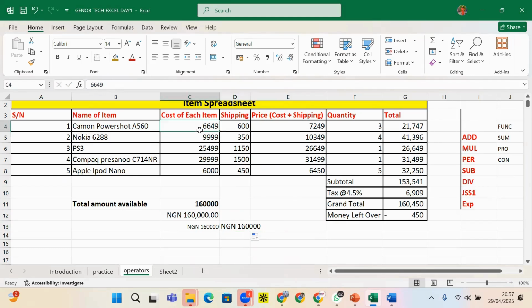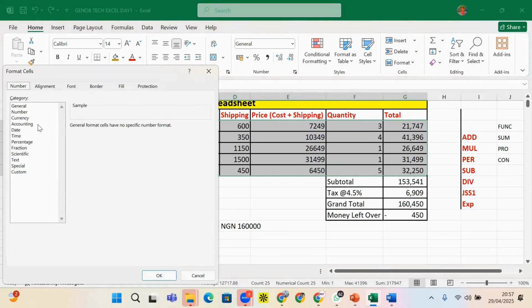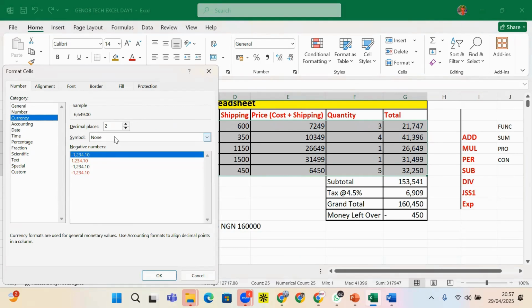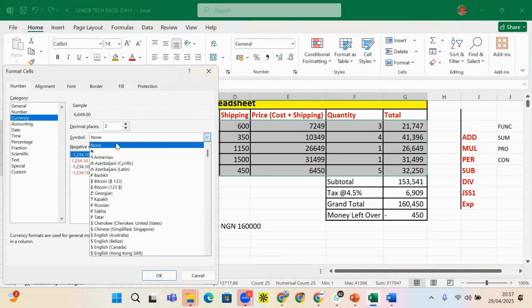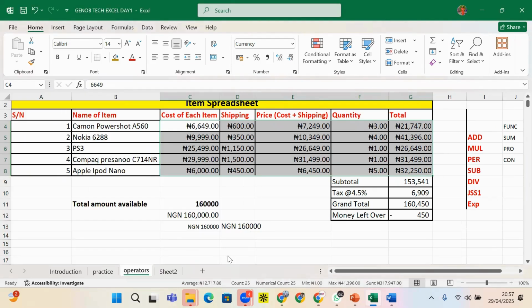So let me format it. If you want to format, you must format it properly. Go and format it, don't type it. So I come here, I want to format this with Naira. As Naira, I click here, I have Naira here already, and I say okay. So I have this formatted as Naira.